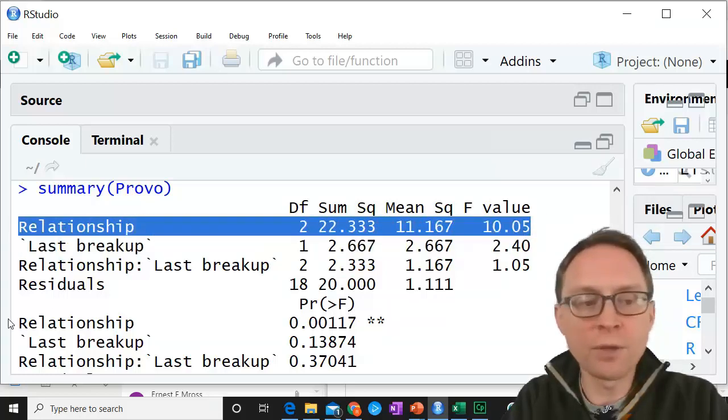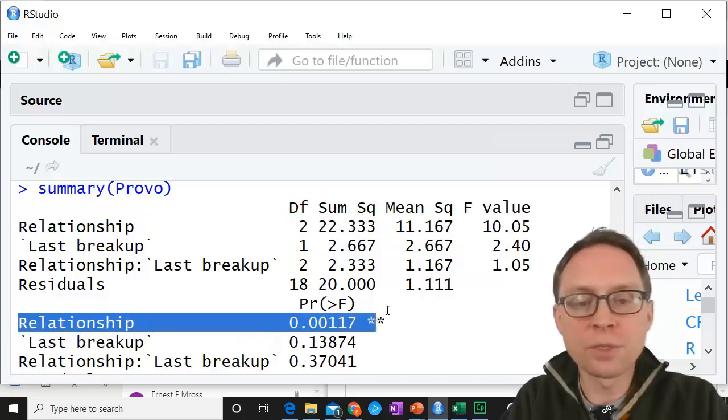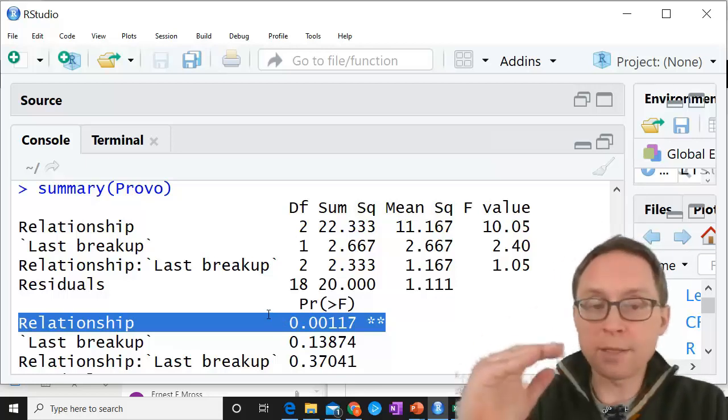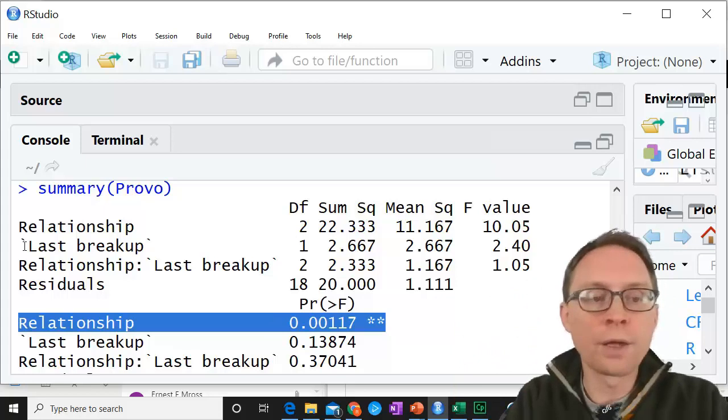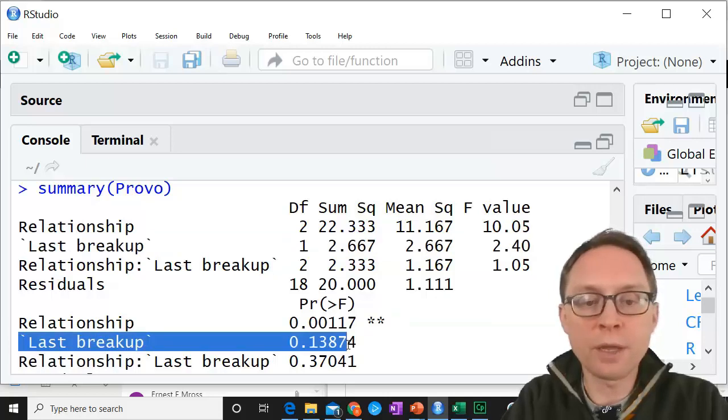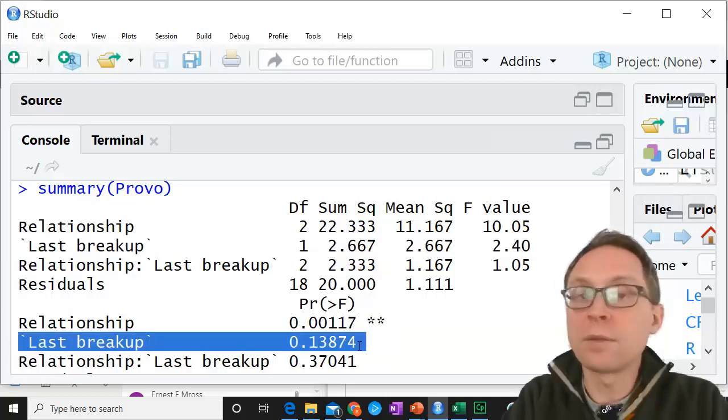That's the F value, and here is relationship's P value for the main effect. That's saying that there is a significant difference somewhere in the relationship status. Here is the main effect for last breakup. And here is the p-value for last breakup. It is over 0.05, so there's no significant difference between dumpers and dumpees.